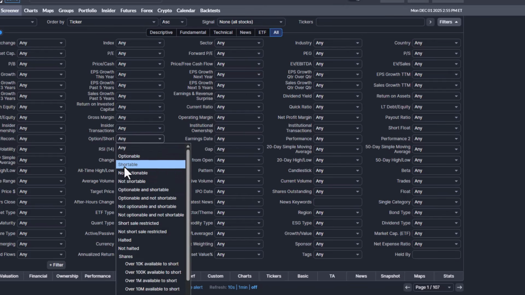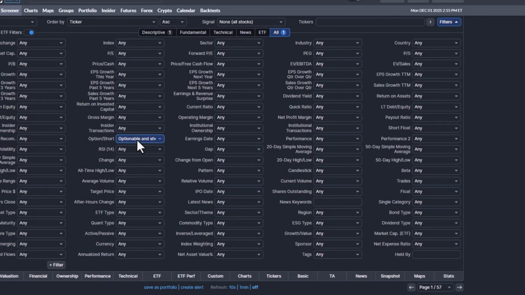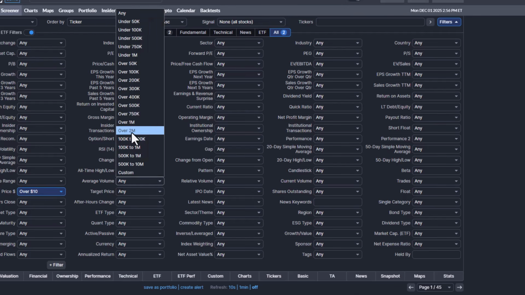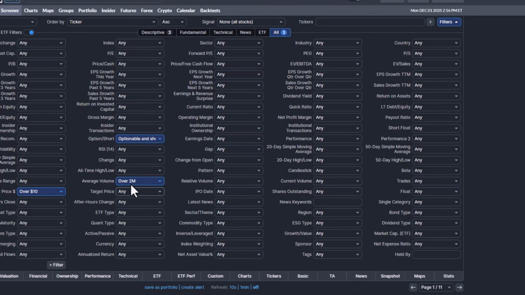Now, the first thing we need to add is optionable and shortable. We can't trade options unless the stock is optionable, so I want that. I also want, usually, for the stock price to be over $10. We're not interested in trading $2 per share entities, little penny stocks, anything that way. I also want average volume, and this I want to be high. I want to trade very liquid options. So by putting that over 2 million, that ensures that this stock I'm trading averages over 2 million stock shares per day. Finally, we get to price pattern.